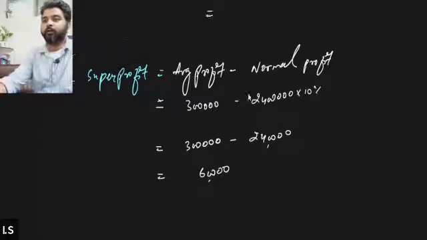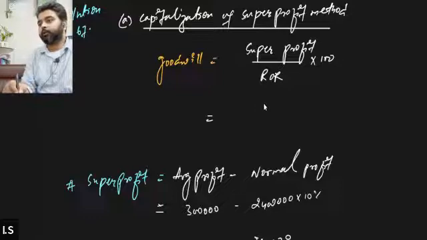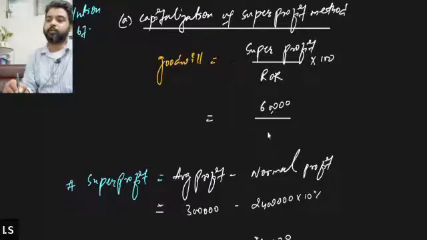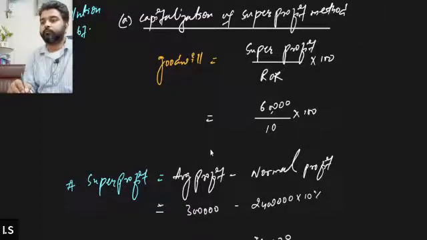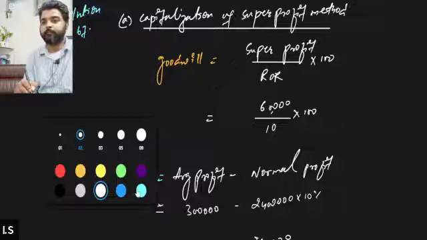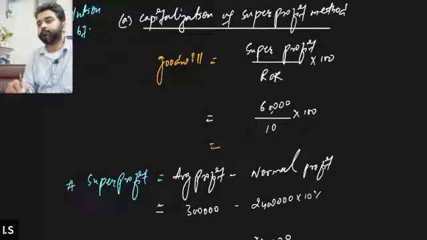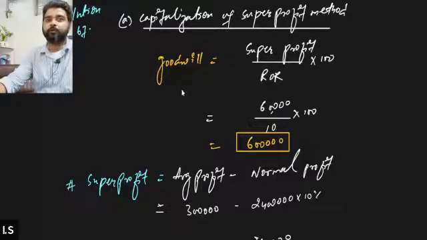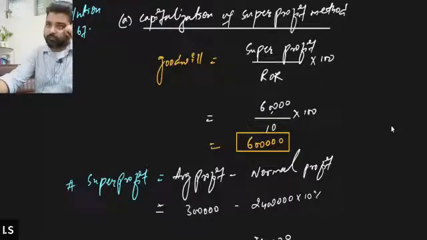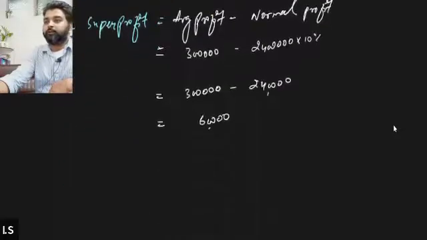Now 60,000 is the super profit, right? And the rate of return in the market is how much? It is 10%, so 10 into 100. I guess 6 lakh will be the correct answer. 6 lakhs will be the value of the goodwill. All right, everyone, tell me, is this clear or not? Is the calculation of goodwill by the capitalization of super profit method clear to all of you? Yes, sir. Okay.